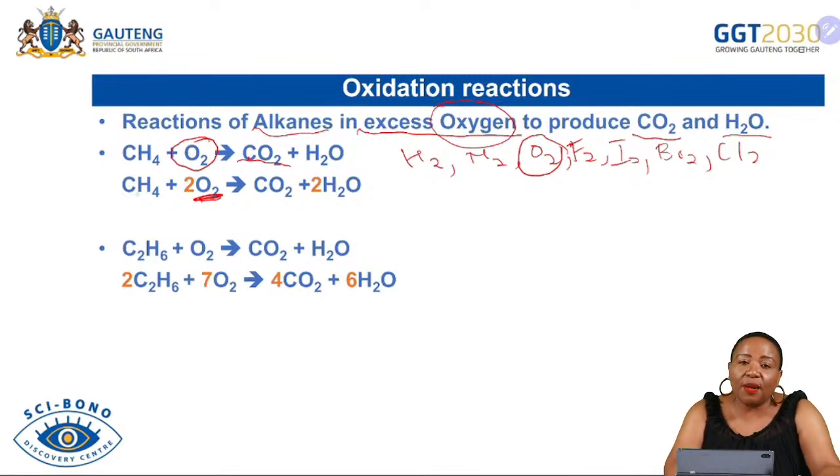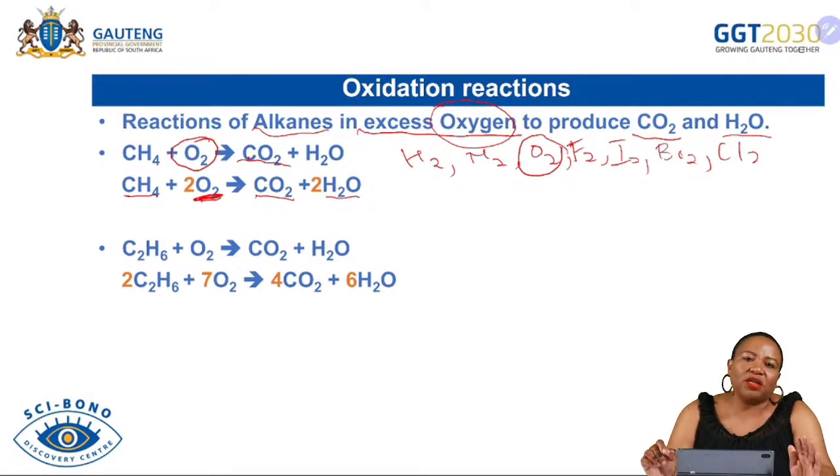Now the strategy that I'm going to use, I want you to write it exactly as it appears on the slide. You will start with an alkane, follow with oxygen. In terms of your products, you will start with carbon dioxide and then follow with water. So these are the expected products that will be formed during the oxidation of alkanes. Now let's see how we can be assisted in balancing these reactions.